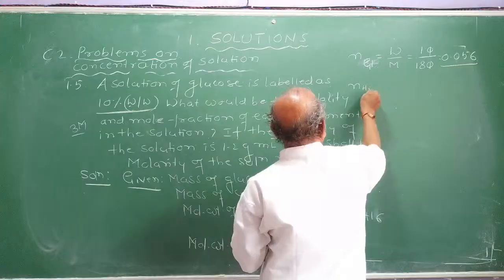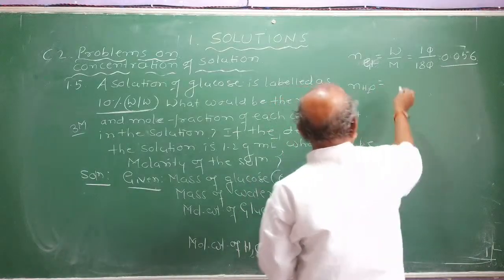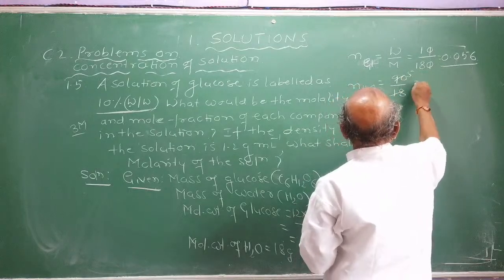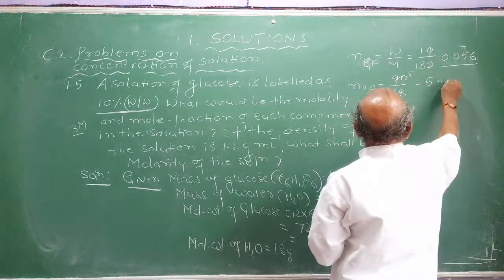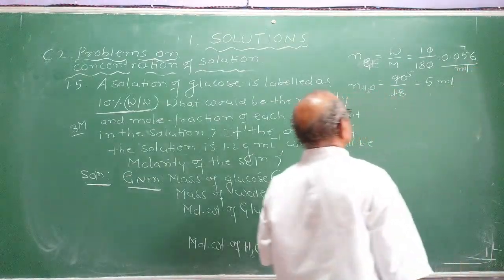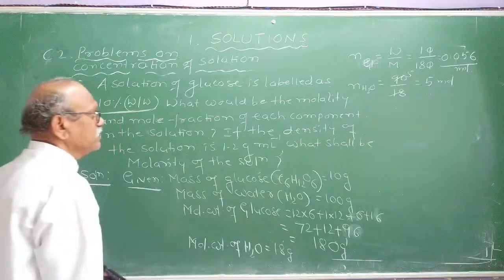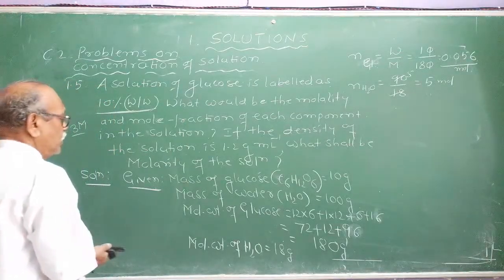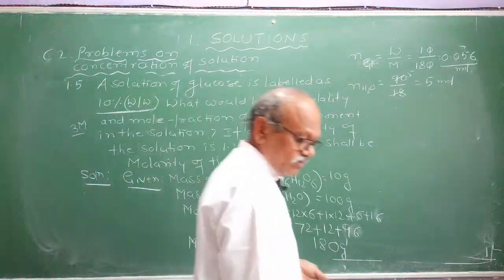Number of moles of water will be, what is the mass of water in it? 90 grams. Molecular weight is 18. 18 5s are 90. Therefore, you get 5 moles. This is 0.056 mole. Correct. Now you go for the solution.